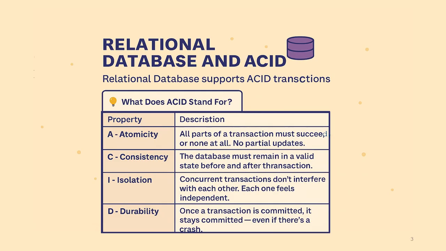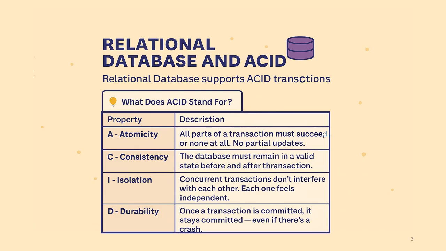What does ACID stand for? A for atomicity, C for consistency, I for isolation, and D for durability. These are the 4 rules that every transaction must follow in the relational database. Let's break it down simply. Atomicity: all steps of a transaction must happen or none at all. No half-done updates.